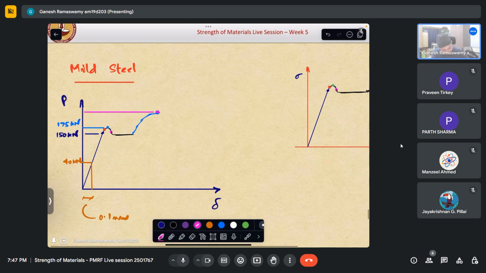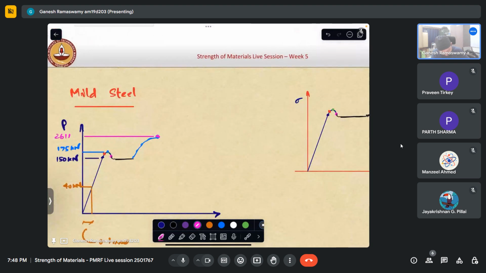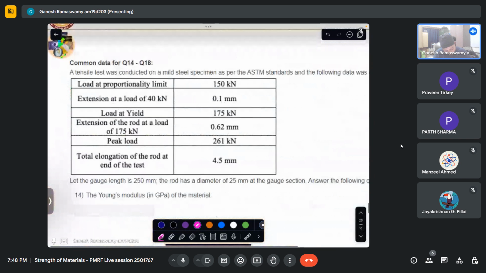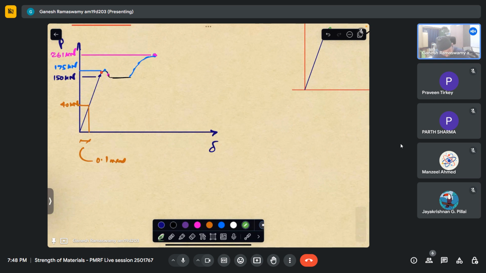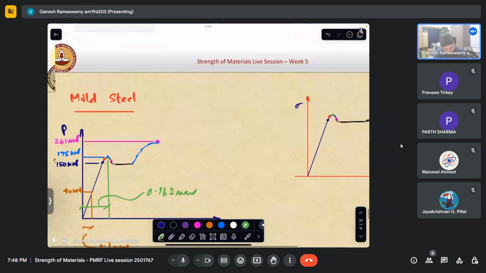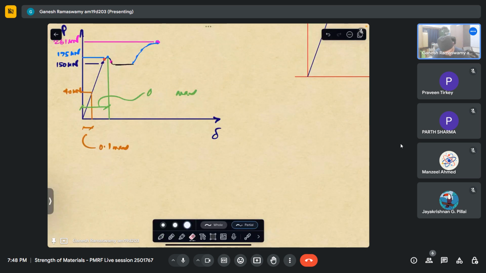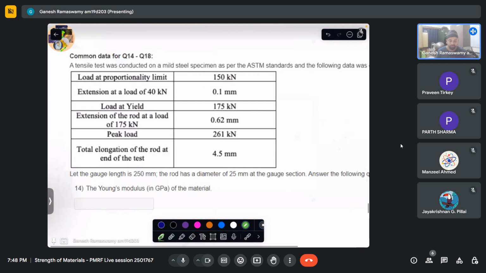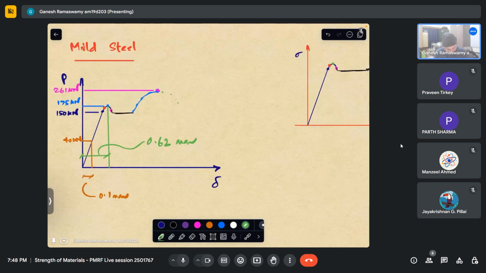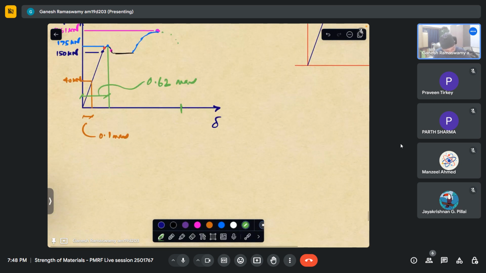Extension of the rod at load of 175 is 0.62 mm. So it is just a matter of mapping it onto this curve. And what else is given? Peak load is given to be 261, which I've written. Total elongation of the rod at the end of the test, at the end where it broke off, was 4.5 mm.